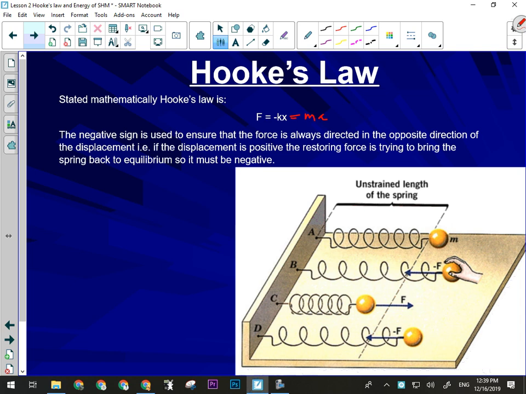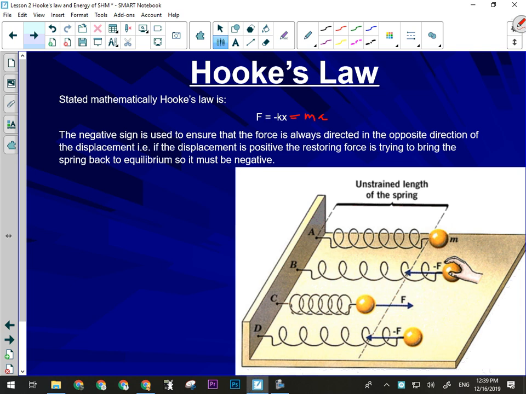So lots of times we'll see negative k times x set equal to m times a. Would that allow us to calculate the acceleration of the mass? Yes. Okay. We can calculate the acceleration of the mass using Hooke's law because the restoring force is the only force acting on the mass on the spring. Okay, so we're going to see situations where that happens.